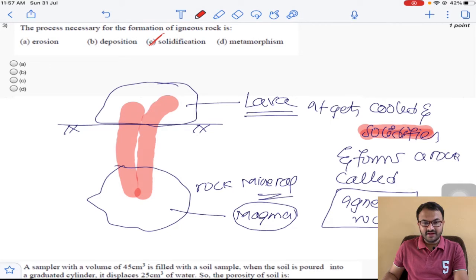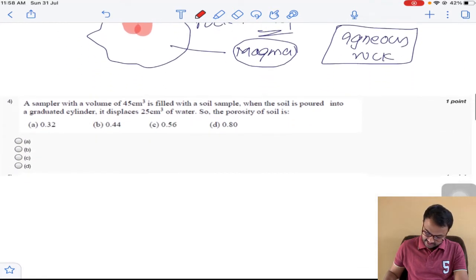Clear? Here are the names magma and lava. You might get confused about what is magma and what is lava. The rock metal which is present inside the earth, we call it magma. If it is present above the earth, we call it lava. Okay, so coming to the next question.